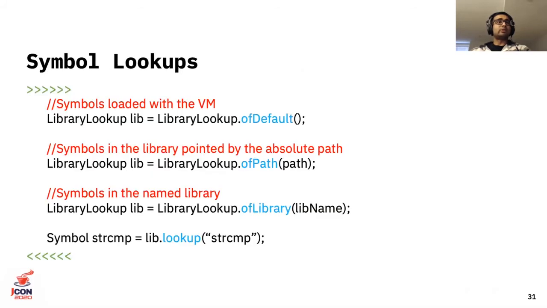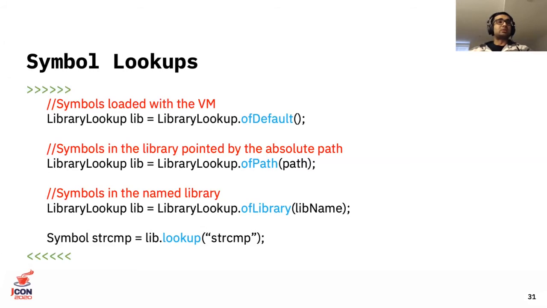So the first component of the Foreign Function Support API is to look up symbols in native libraries. To achieve this, a new class named LibraryLookup is introduced. And the process is very simple. We create an instance of LibraryLookup, which loads up the symbols from the library. Then we call the lookup method with the name of the symbol to query it. And at the end, we get the symbol as a return value.